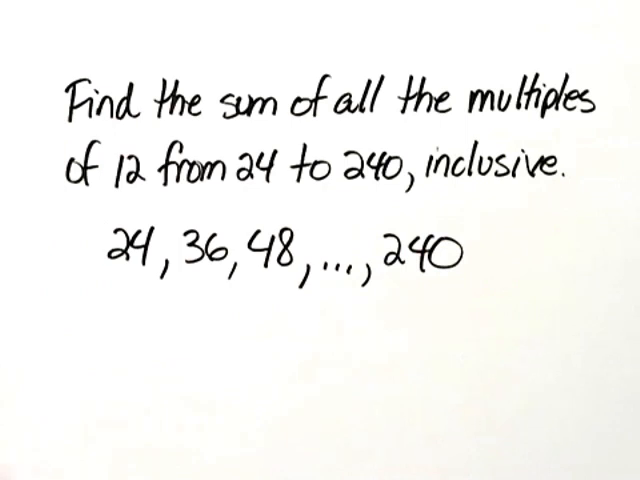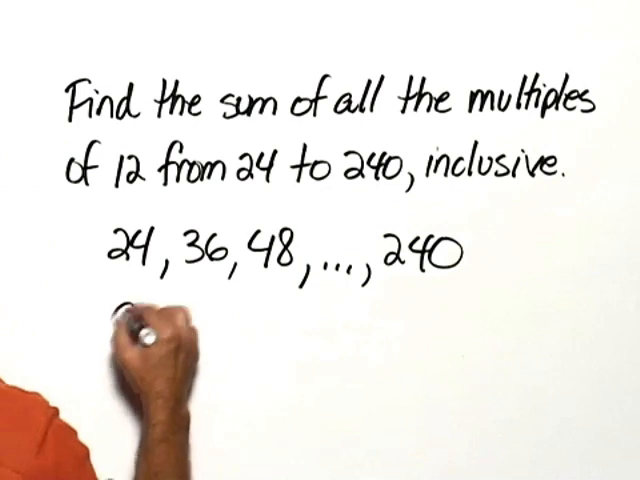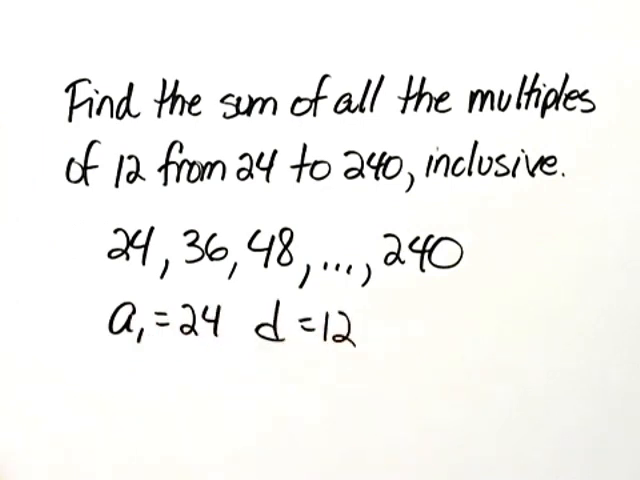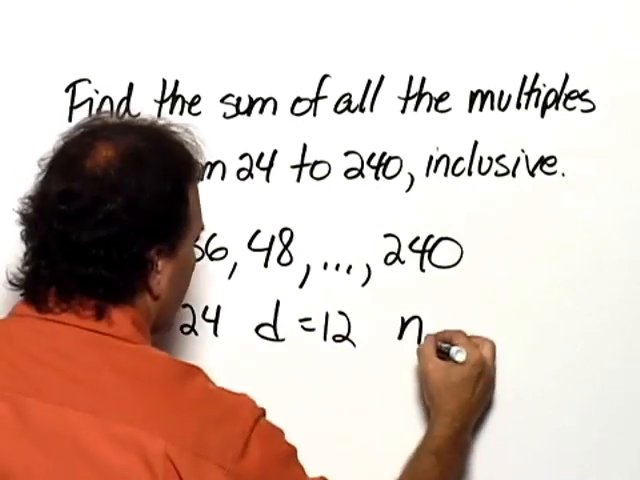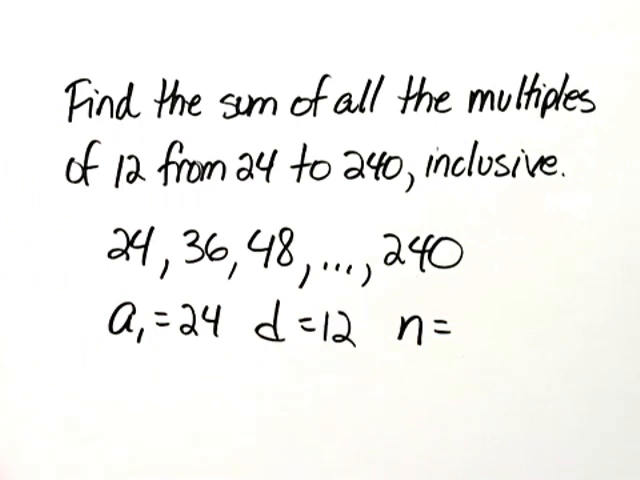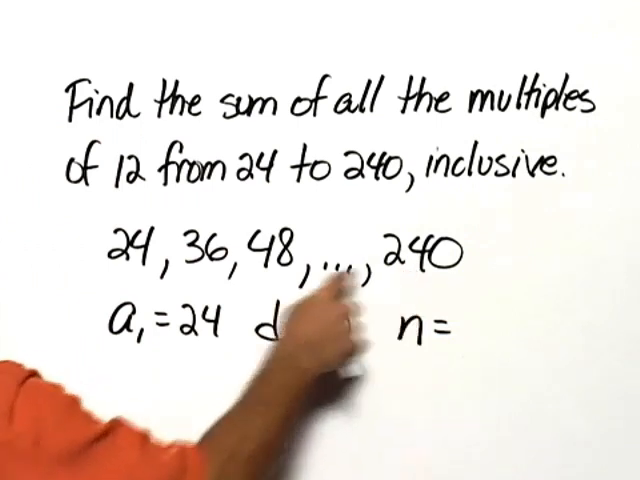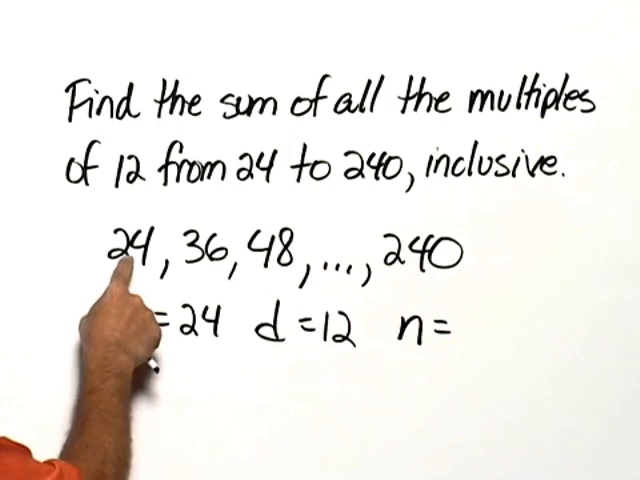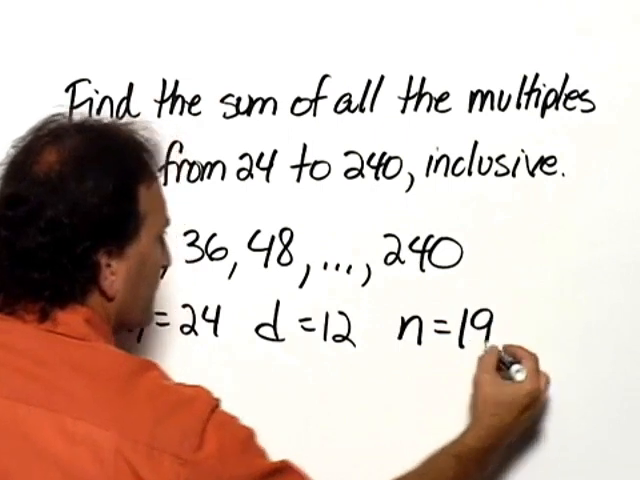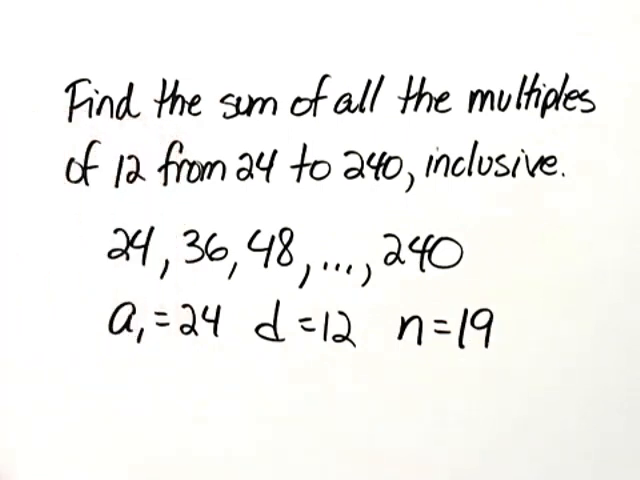So this of course is an arithmetic sequence. A sub 1 is 24, d of course is 12, and n, that's what we want to determine. Well, we want to go up to 240. Now 20 times 12 is 240. But remember, we started at 24. In other words, we didn't start at 12. So that means that n is actually going to be 19. It's the 19th term. We want to know what the sum of all those multiples are from 24 to 240.